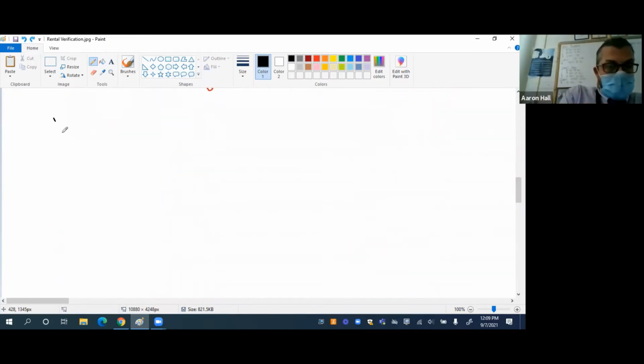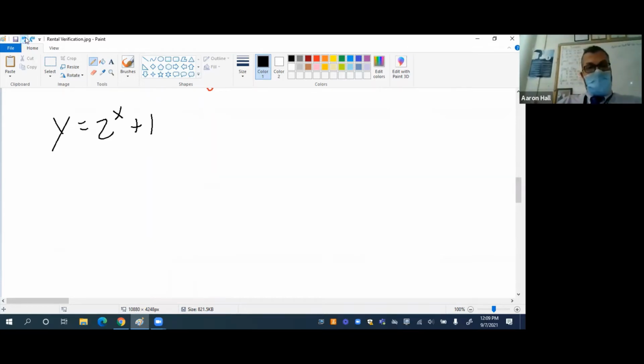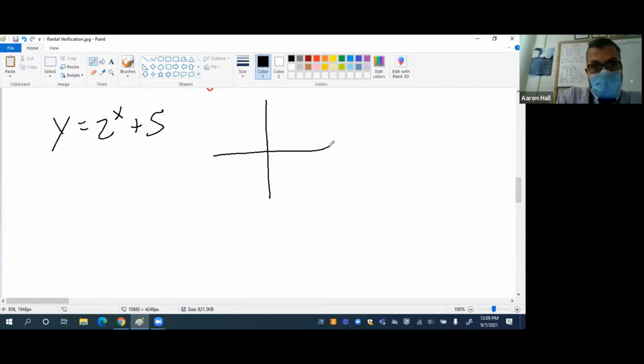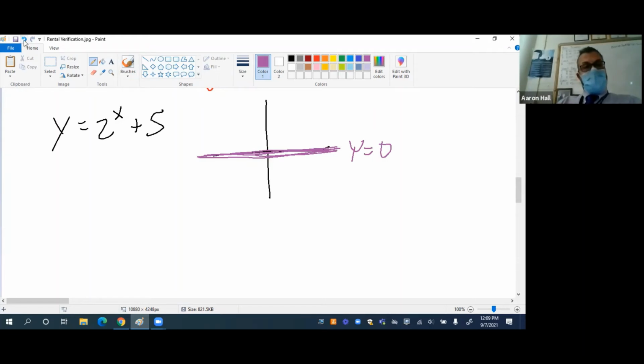Yeah, if my equation is 2 to the power of x, and I add 1 or 2 or 3 or 4, it's going to go up. So let's do 5. If I'm going too fast, let me know. That line that the graph converges on, what's that called? It's an asymptote. Now that asymptote is also being shifted up. The asymptote is no longer y equals 0. What is it? It's y equals 5.